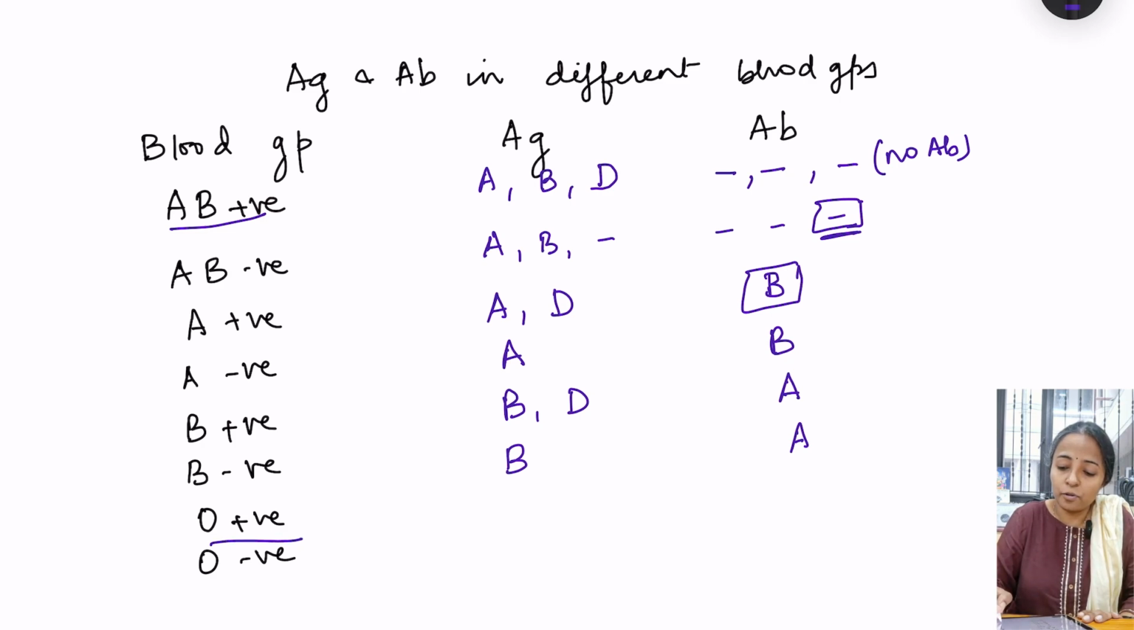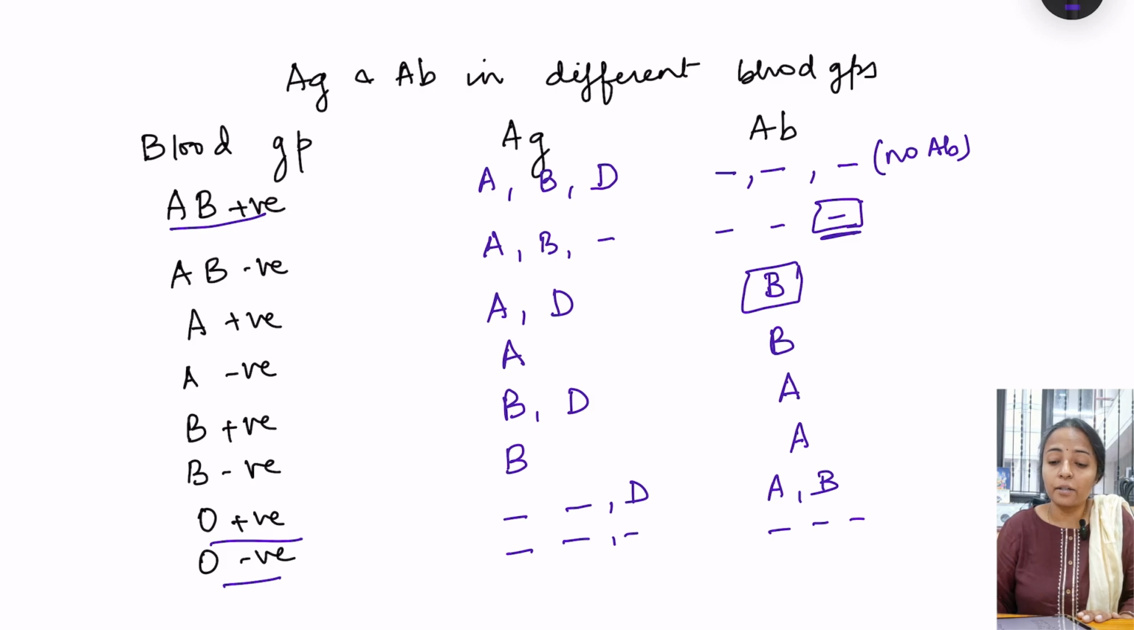O positive, no antigen. And what will be the antibody? A and B will be the antibodies. O negative, O positive will add D antigen as well. O negative, we will have no antigens, right? And no antibodies. Fine. So these are the antigens on the RBC membrane and antibodies in the plasma, which are present in different blood groups, the major blood groups.